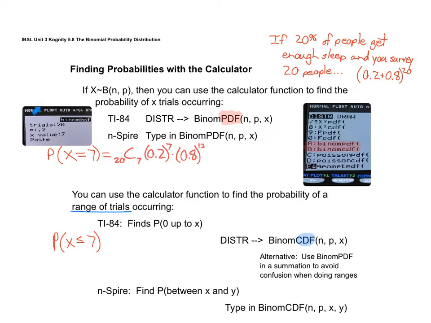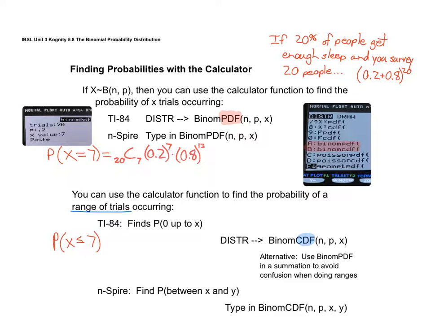And on the 84, those of you who have the 84, it brings up this nice little menu you see here on the left. The number of trials is how many times we're repeating it. So that's our 20 up here. We're asking 20 people. Then P is the probability of getting what we want. We want someone who actually gets enough sleep, so P is 0.2. And then the X value is how many people we want to fall into this category. We want 7 to have enough sleep.